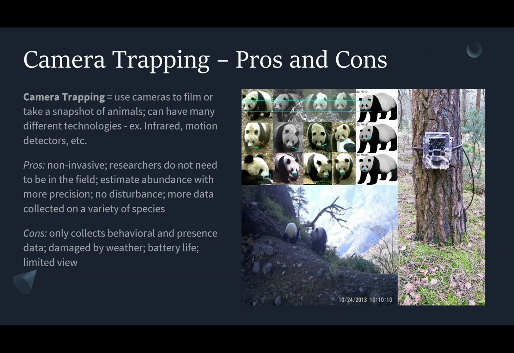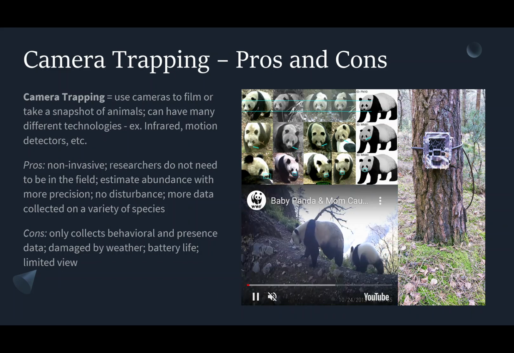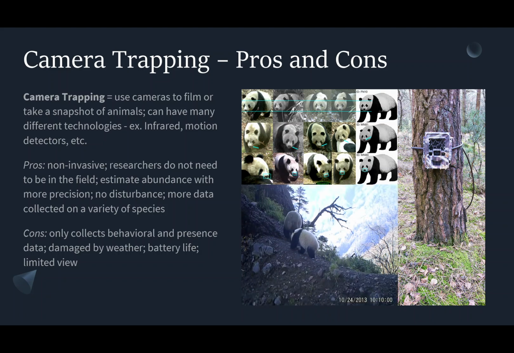The second technique is camera traps. This method uses cameras to film or capture images of wild animals. They are placed in different locations and may be equipped with infrared sensors or motion detectors. Once the camera has been set out for the desired time, it is picked up by the researchers to look over the footage.